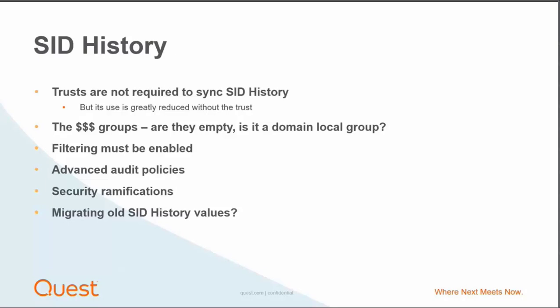It doesn't work if there's somebody inside that group. Is it a domain local group? Guess what? It won't work if it's a universal group or any other type of group. SID filtering, audit properties, again, these are all things that are critical to making sure that SID history synchronization works. Without all of these things in place, if you click that little checkbox that says sync SID history, it isn't going to work. You're going to get an error saying I can't.